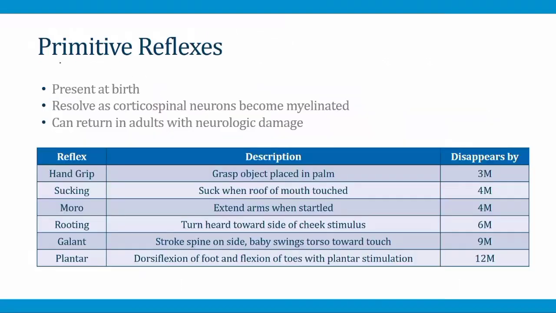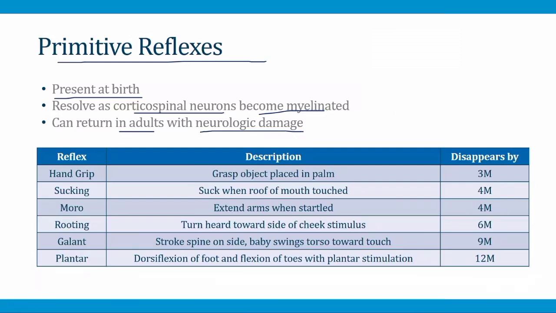I'll finish with this slide on primitive reflexes. Primitive reflexes are reflexes that are present at birth, but they resolve as the child gets older. The reason they go away is because corticospinal neurons become myelinated as the child ages, and that leads to the loss of these reflexes. These reflexes can come back in adults if they have neurologic damage, because what happens is the myelinated neurons suppress these reflexes. But if you have damage to neurons from a stroke or some other process, then these reflexes can come back.